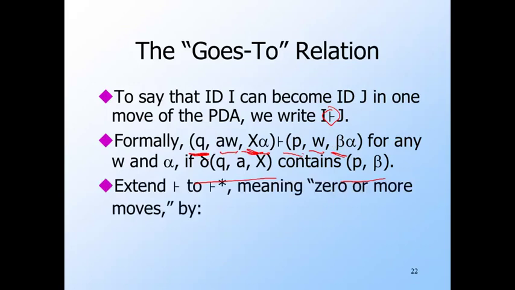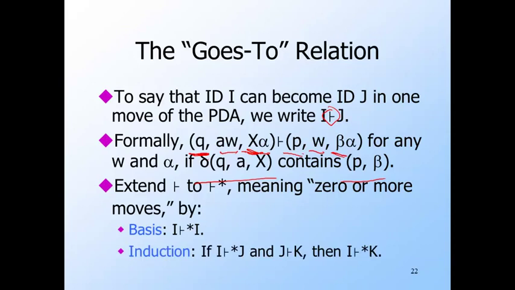We also have a goes to star relation for IDs defined analogously to the way we defined arrow star for sentential forms. That is, the basis representing 0 moves says that any ID goes to star itself. And for the induction, if I goes to J by some number of moves, possibly 0, and J goes to K by one move, then I goes to K by some number of moves.